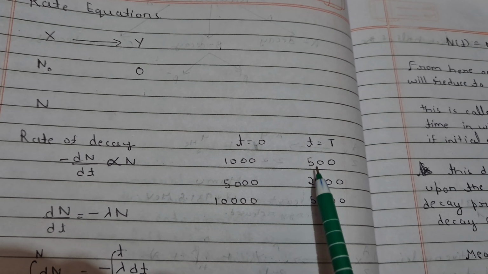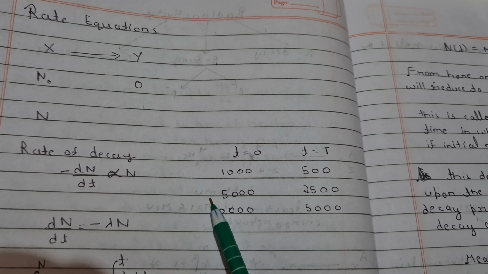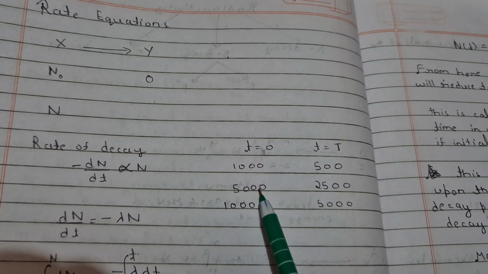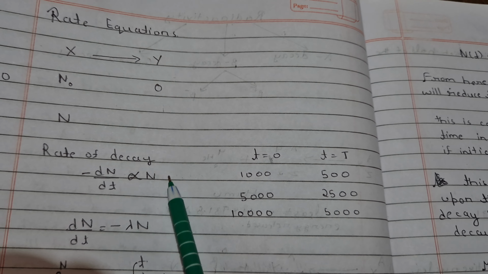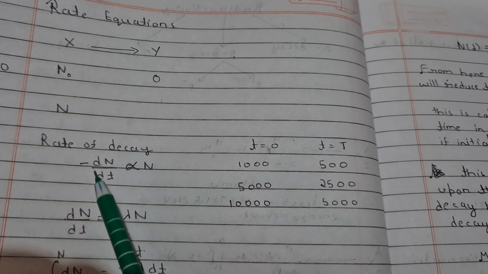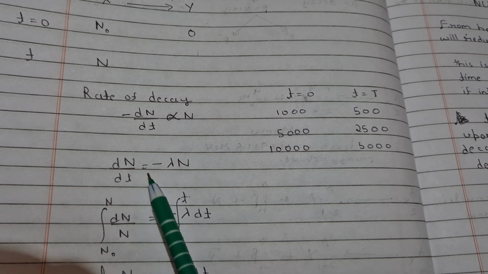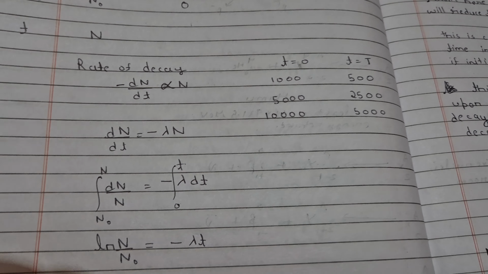So how many nuclei will decay in a particular time depends on how many were present at that time, depending on the N. That's why we take dN by dt as proportional to N. This negative sign can be here also; it just shows that N is decreasing with time. So to remove the proportionality sign, this will give you dN by dt as minus lambda N.